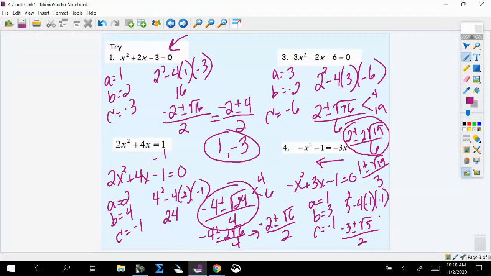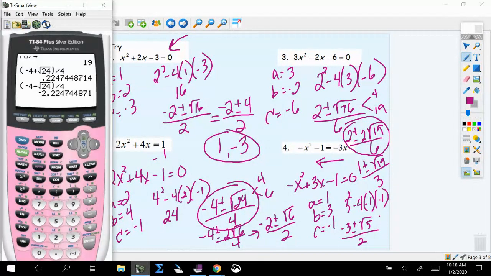I could get a decimal just to show you that calculator step one more time. I'm going to put parentheses -3 plus the square root of 5. Close your parentheses and divide by 2. So one of your decimal answers would be -0.38. And then if I hit second and enter, I'm going to change that plus sign to a minus sign to get my other answer of -2.61.